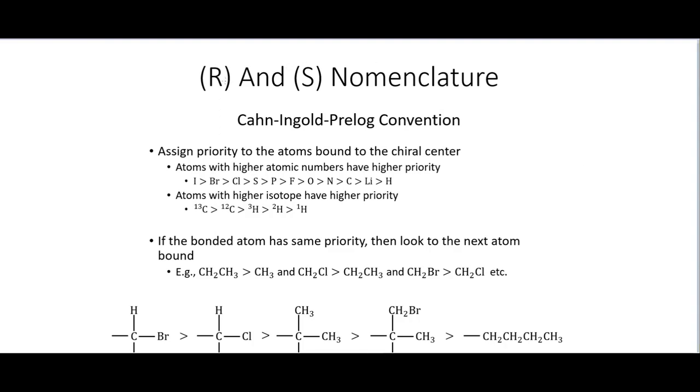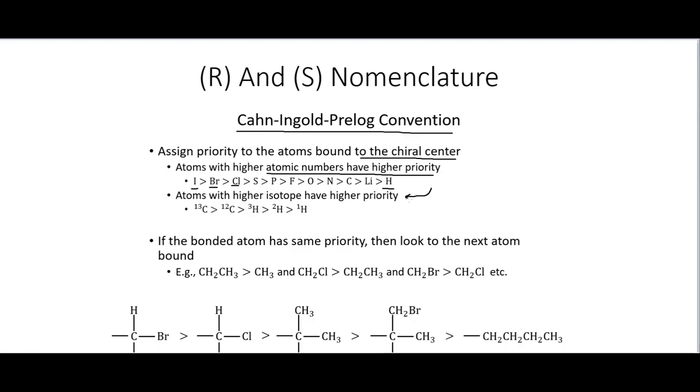All right, so we will get to the R and S nomenclature that I sort of hinted at before. I already talked about these Cahn-Ingold-Prelog conventions in a previous video, but I'll go through them in a bit more detail here. We want to assign priority to the atoms bound to the chiral center. The first rule here is that atoms with higher atomic numbers have higher priority. Iodine has a higher atomic number than bromine, so it's a higher priority. Bromine is higher than chlorine, and so on down the list until we get to hydrogen, which has the lowest atomic number, and so it has the lowest priority.